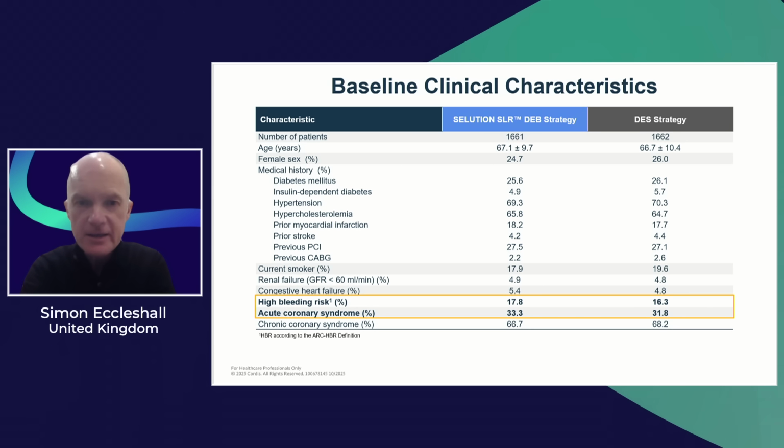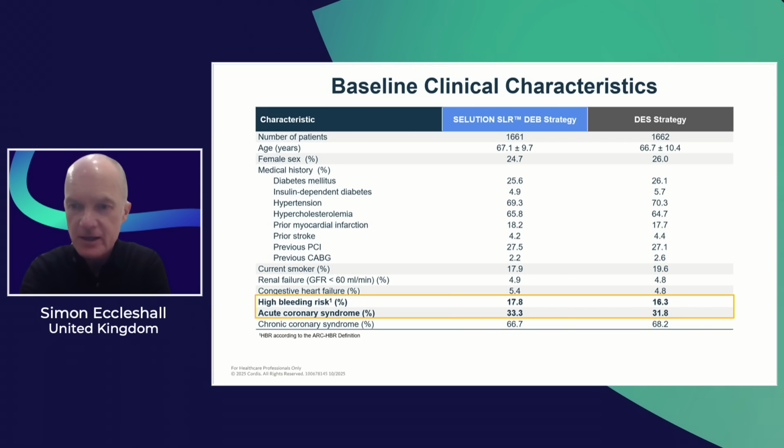So the baseline clinical characteristics, as you can see, are here very standard for a PCI randomized controlled trial these days. You can see high bleeding risk at somewhat under 20% and acute coronary syndromes at just over 30% of the cases.